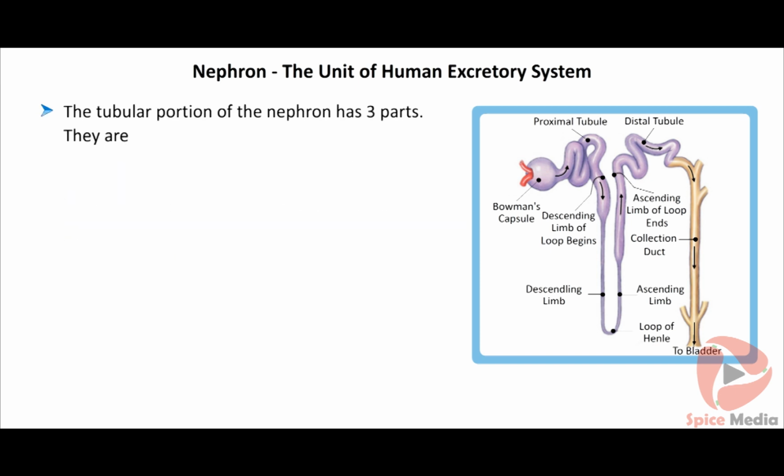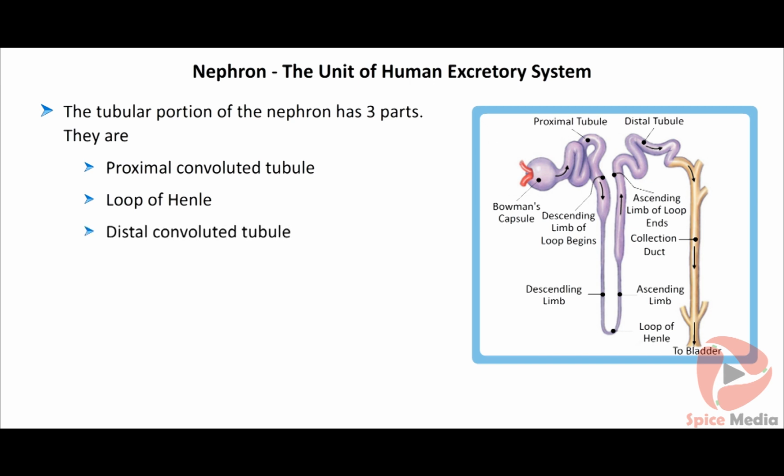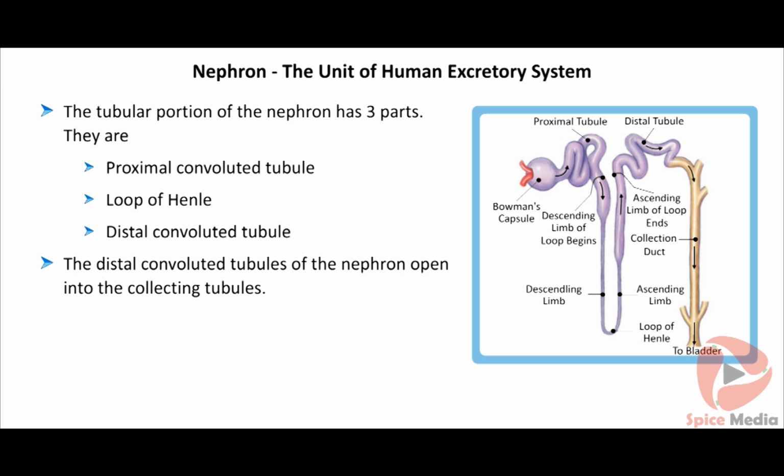The tubular portion of the nephron has 3 parts. They are the proximal convoluted tubule, loop of Henle, and distal convoluted tubule. The distal convoluted tubule of the nephron opens into the collecting tubules.